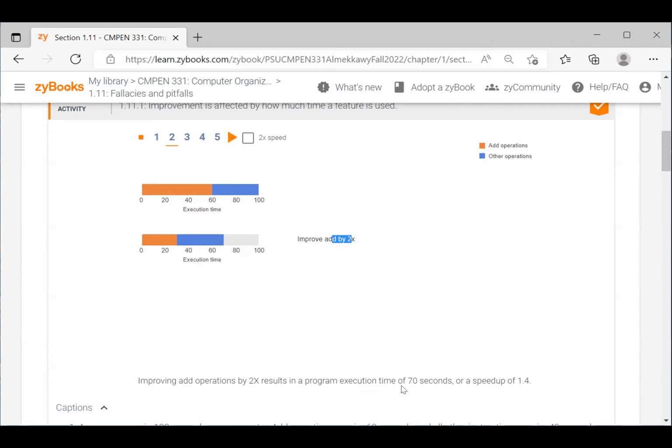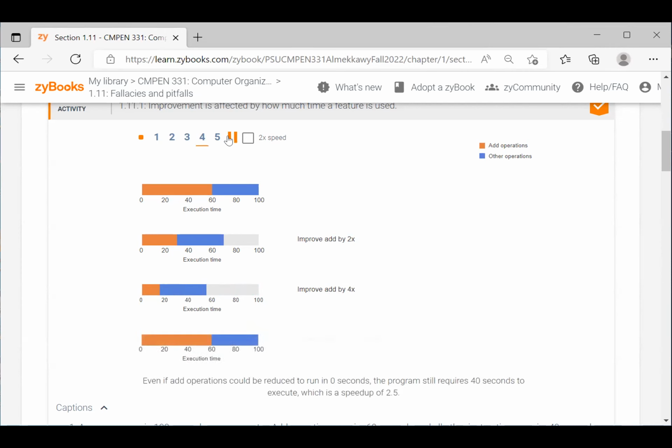So at the very end it is 70, and this 70 seconds is a speedup of 1.4. It compares 70 to 100. It is 1.4. Okay, that's fine. I can do even further improvement. Instead of 2, I improve it by 4. So 60 divided by 4 gives me 15. The total time in this case, 40 plus 15, will be 55 seconds, which is a speedup of 1.8. Can I do better? Let's see. I will improve to the extent, which is not practical, but just to the extent that the addition operation will take 0 seconds.